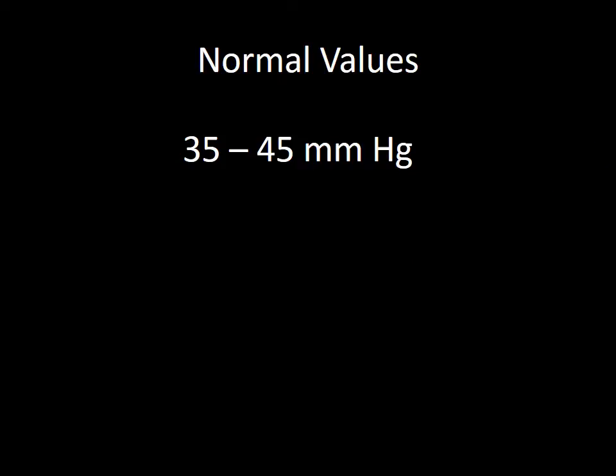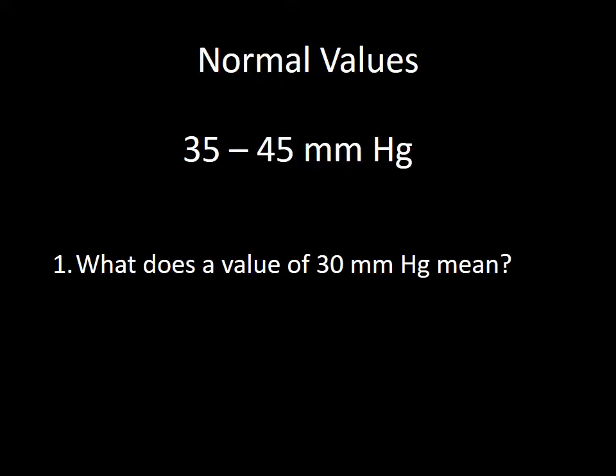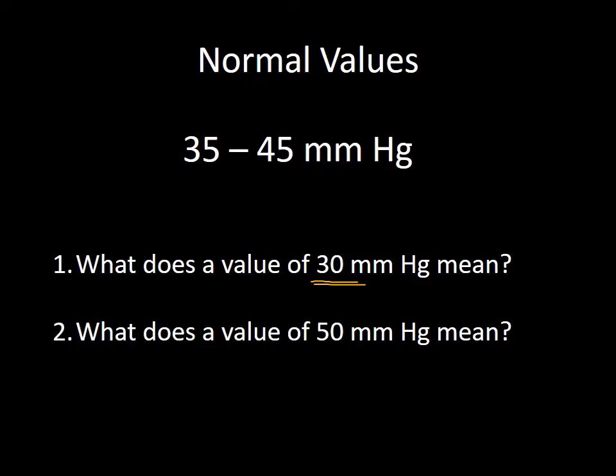So normal values are between 35 and 45. A value of 30 means that the patient is hyperventilating. They're blowing off too much carbon dioxide. A value of 50 means they're retaining CO2. They're not ventilating effectively.